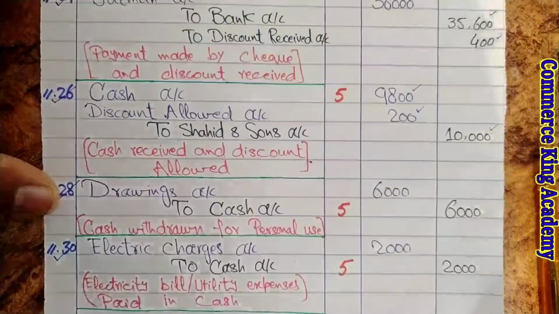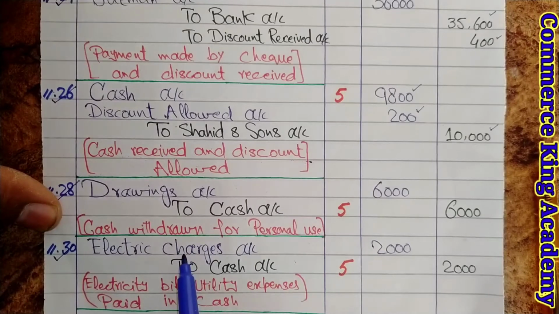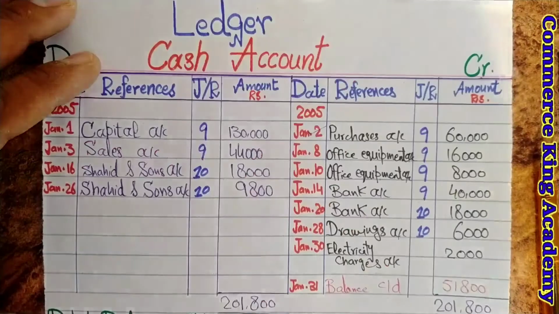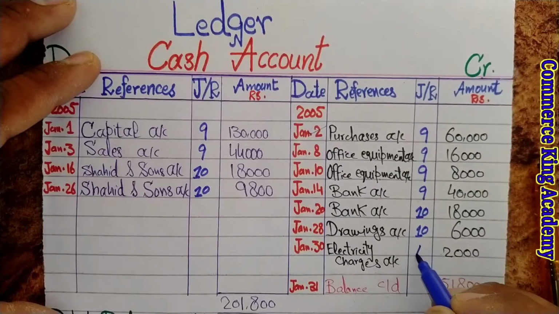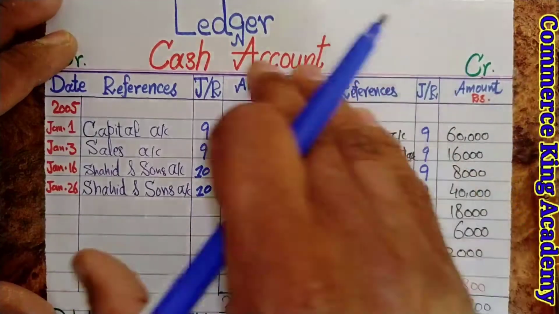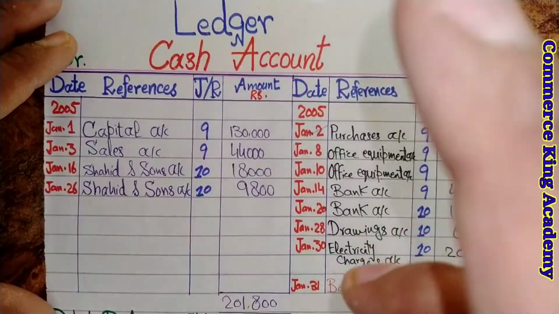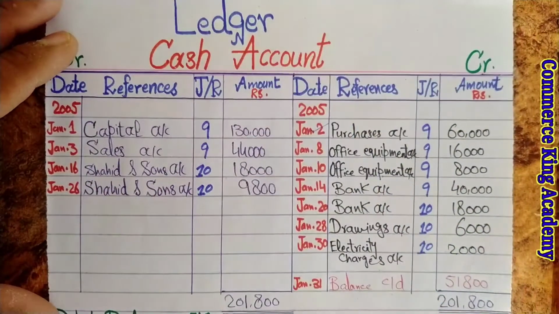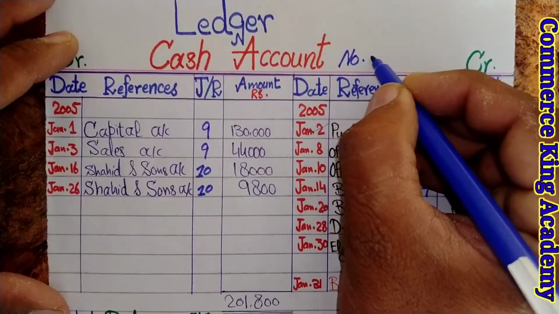Okay. The last entry of the cash account is cash account credited by electric charges, amounted 2,000, dated Jan 30th. Electricity charges account, journal reference page number 10, amounted 2,000. So you can see here all the entries of the cash account are completed in the ledger of the cash account. So we will write here the ledger folio number of the cash account, which is 5.